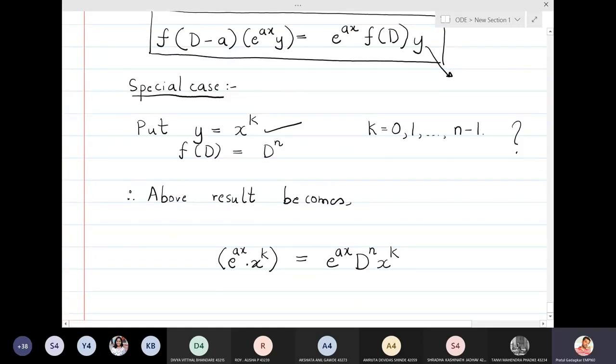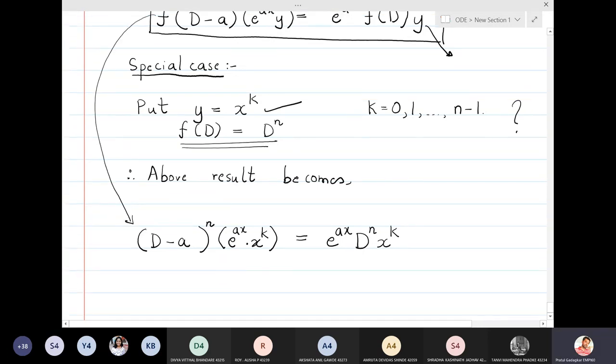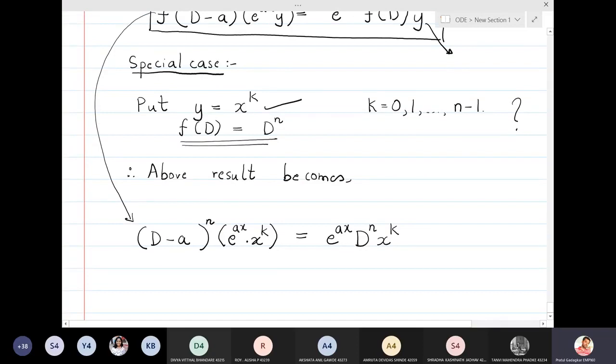And what is f of D minus a? f of D is D raised to n. So what is f of D minus a? When D changes, instead of D you just write what? D minus a raised to n. So (D minus a) raised to n, okay, this is f of D minus a. Is this very confusing? Is it very difficult? No.